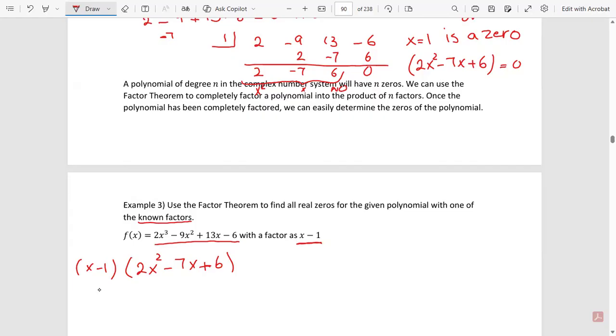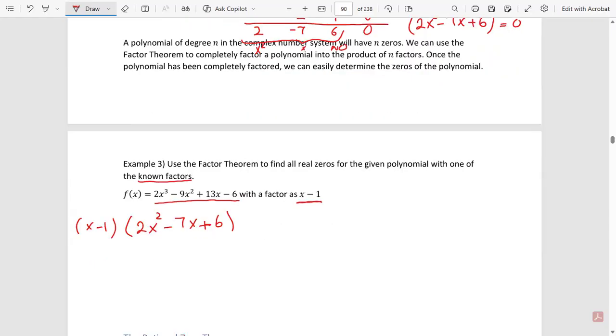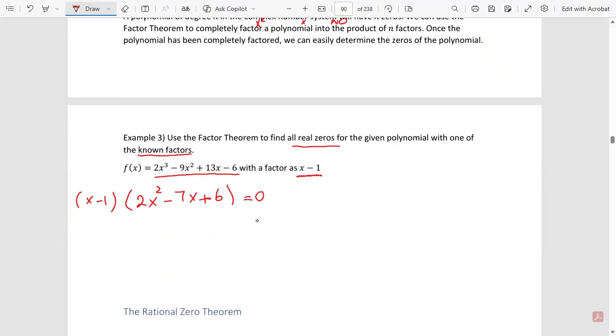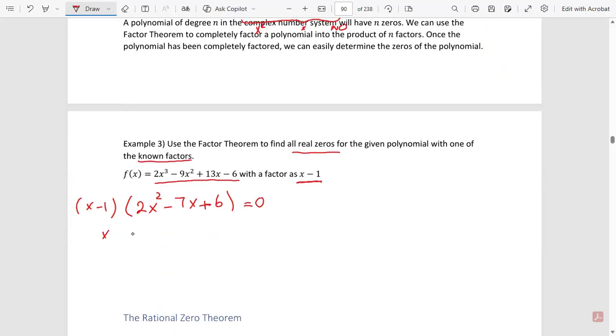These two are the factors of f of x. Okay, but you want to find all of the real zeros. For zeros, you need to set them equal to 0 and find the zeros. Based on the zero product property, we set each of the parentheses separately equal to 0. And if I set 2x squared minus 7x plus 6 equal to 0, if you're not able to factor it, that's fine. You can just use the quadratic formula.